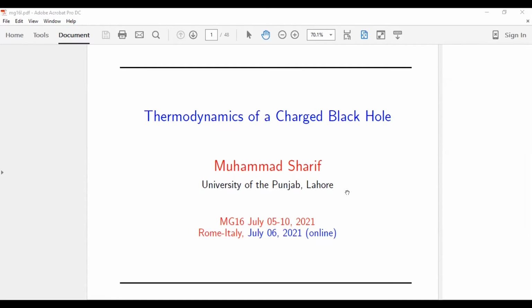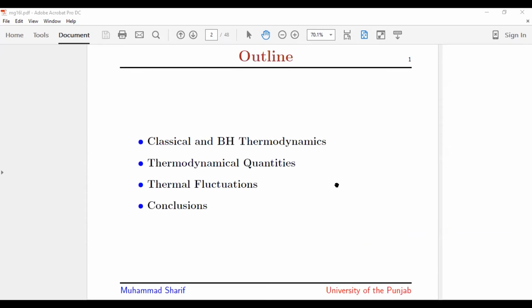Okay, thank you. So I'm talking about thermodynamics of a charged black hole. So here is the layout of my talk. First of all, I would briefly discuss classical and black hole thermodynamics. Then I would discuss thermodynamical quantities, and then I would go to thermal fluctuation effects on these thermodynamical quantities. And finally, I would conclude the talk.